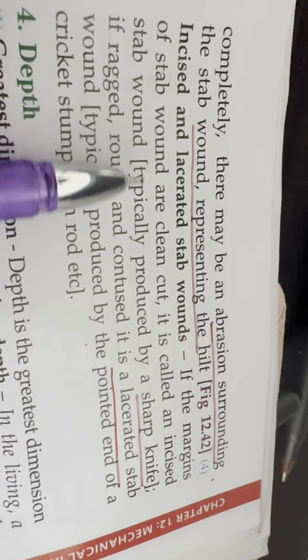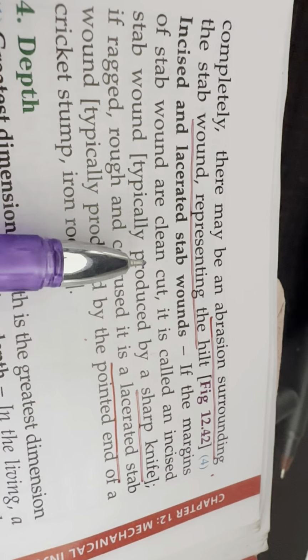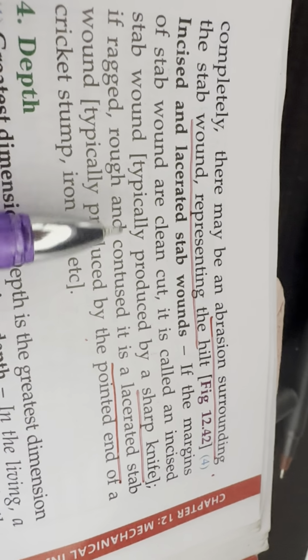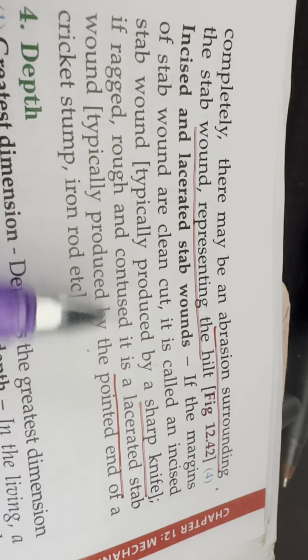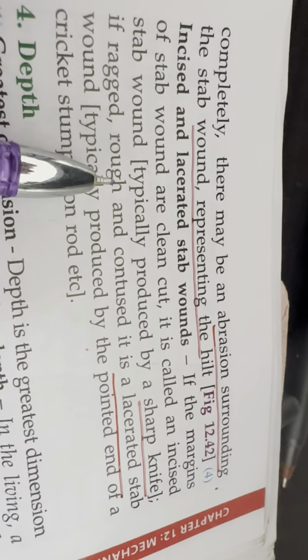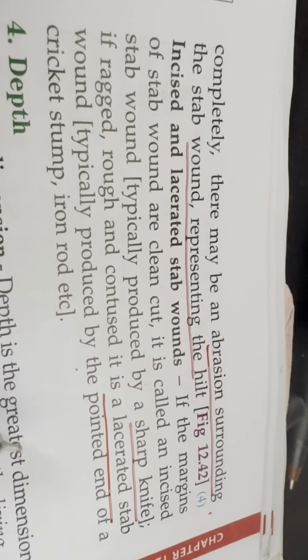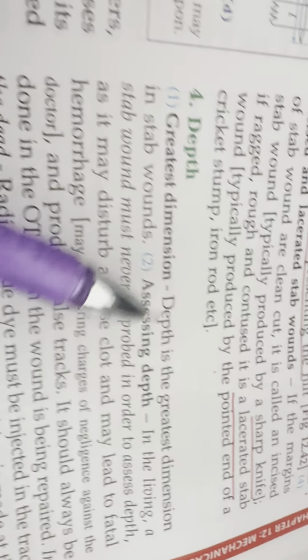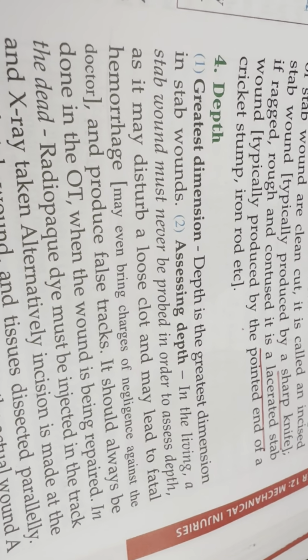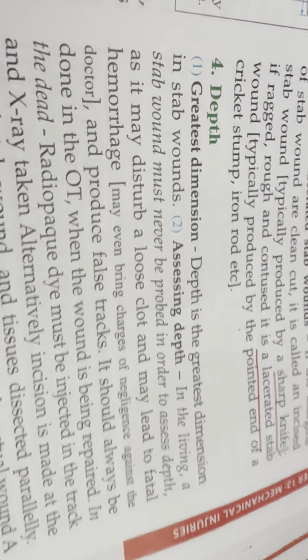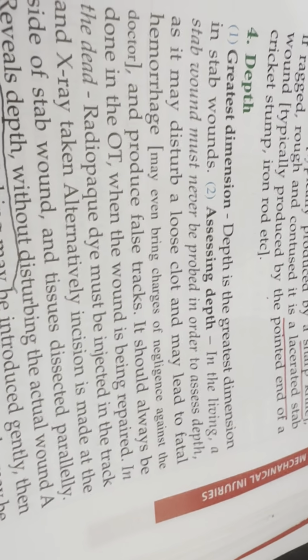If the margins of the stab wound are clean cut, this is called an incised stab wound, typically produced by a sharp knife. If ragged, rough, and contused, it is a lacerated stab wound, typically produced by the pointed end of a cricket stump, iron rod, etc. Depth is the greatest dimension in a stab wound.